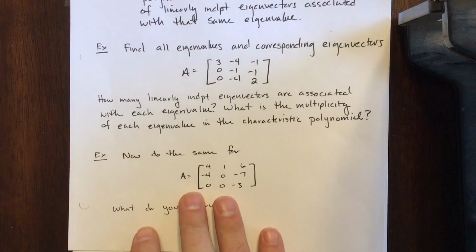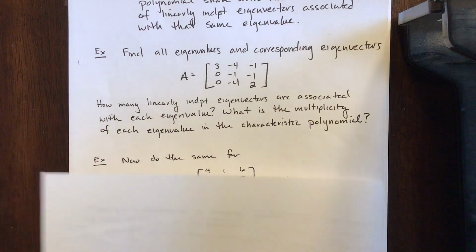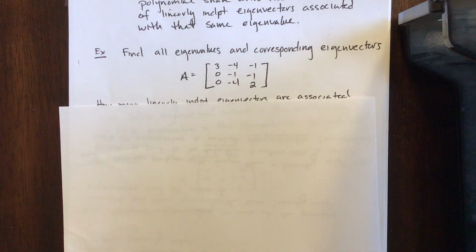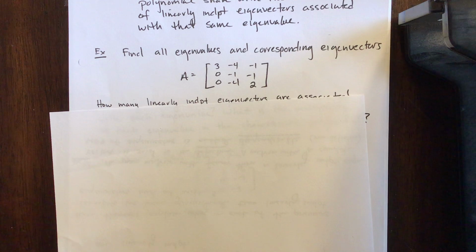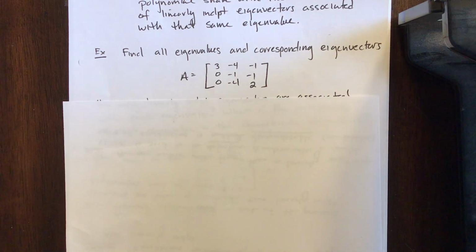Okay, so we'll look at two examples, both 3 by 3 matrices. They'll be similar in some ways, different in others. Find all eigenvalues and eigenvectors.